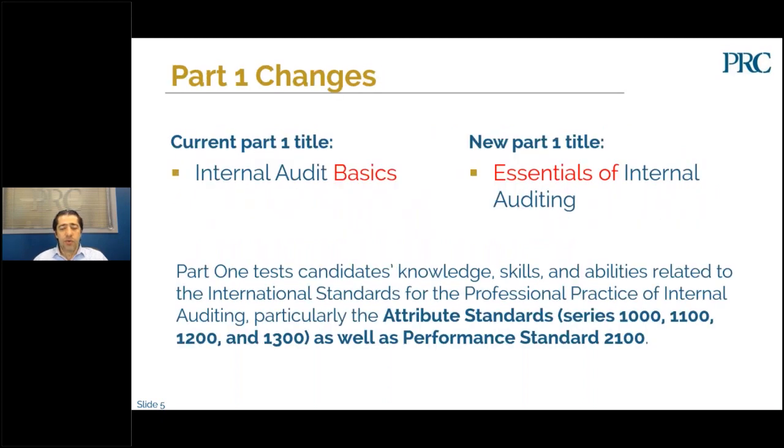Now, there were some cosmetic changes to the part names. Part 1 used to be referred to as Internal Audit Basics. Now it's referred to as Essentials of Internal Auditing. The new content of Part 1 will focus primarily on the attribute standards of the IPPF, the International Professional Practices Framework of the IIA. They're going to be focused on the series 1000, 1100, 1200, 1300, and Performance Standard 2100. All the remaining standards will be the focus of Part 2.